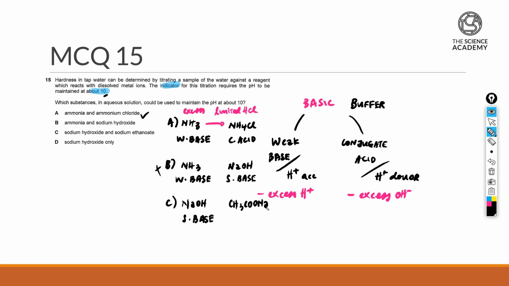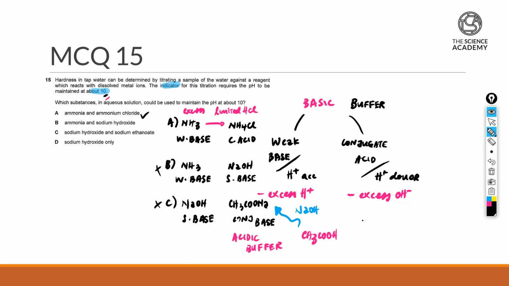Now, sodium ethanoate is considered to be the conjugate base that comes from the reaction of ethanoic acid reacting with sodium hydroxide. So this conjugate base itself is more used as part of an acidic buffer rather than as a basic buffer. And since the question wanted the pH to be regulated at roughly around 10, an acidic buffer cannot do so, because an acidic buffer will regulate the pH for a solution that wants to be below that of 7.